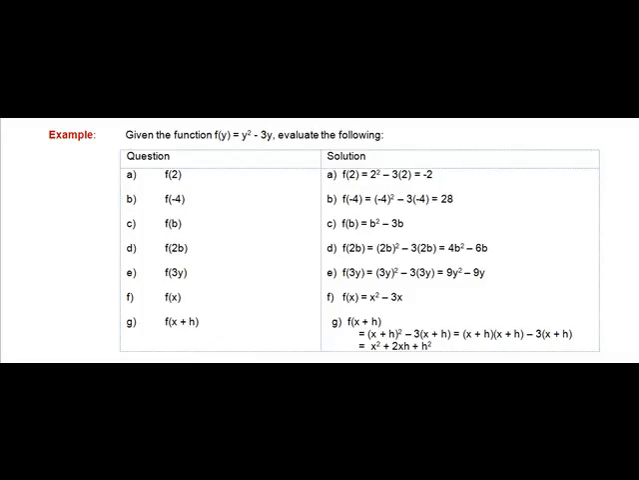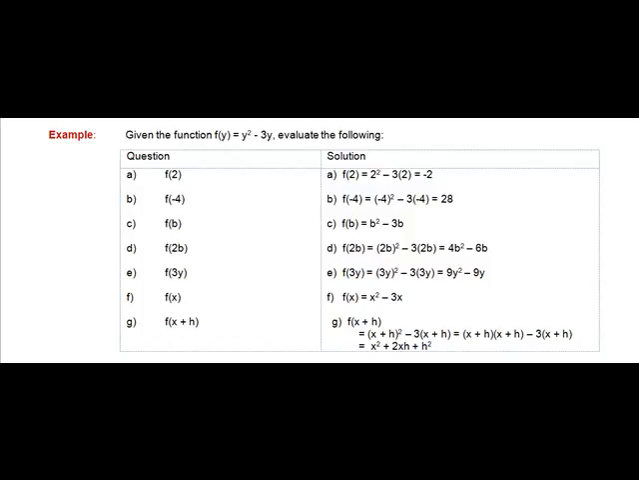Let's take a look at a second example. Suppose we're given the function f at y equals y squared minus 3y, and we want to evaluate the following. Notice first off what I did. I didn't do f at x, I did f at y. So notice my input is actually a y value. Now that doesn't mean it's the second coordinate in a point. It just means that the name of the variable is y, and that's our input.